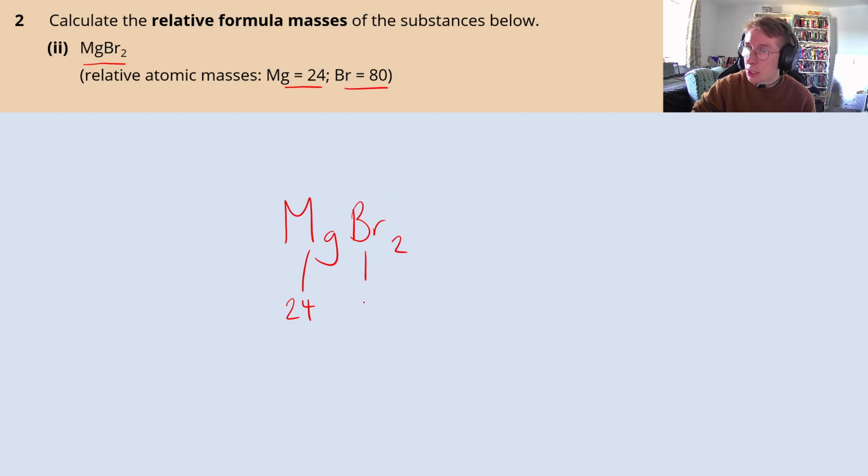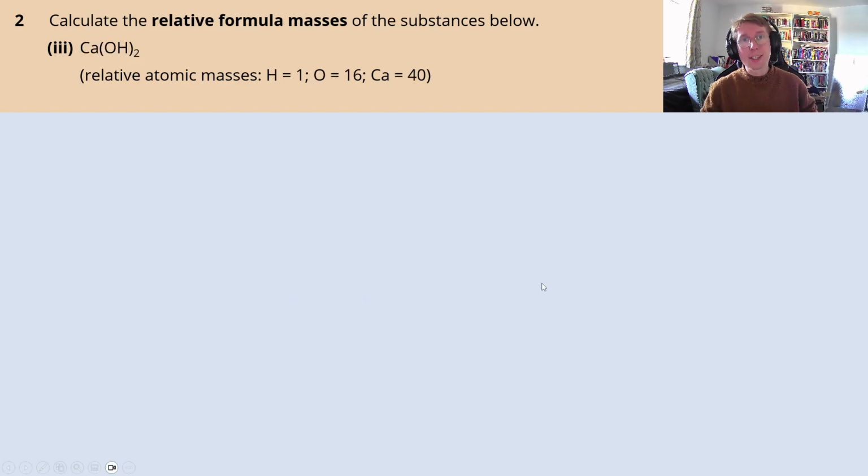So what I'm going to do is write 80 there, and split it again and say we've got 80 there because there's 2 of them, so I need 2 lots of 80. So if I add 24 to 80 to 80 and I do that calculation, I get an answer of 184. Okay, once again, that would get you 1 mark in an exam if you were to do that.